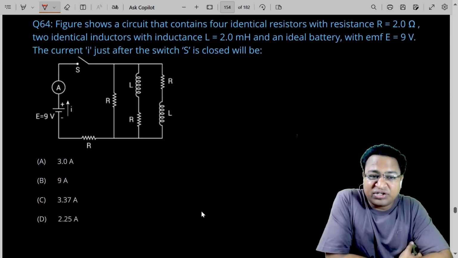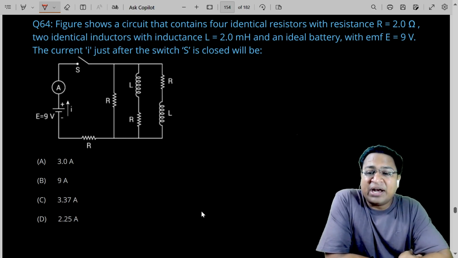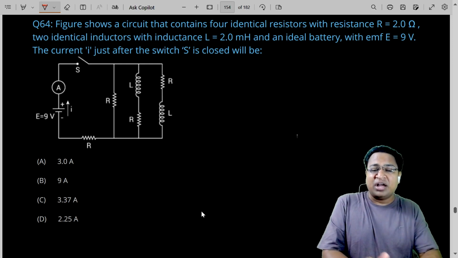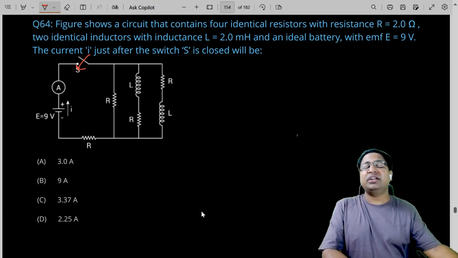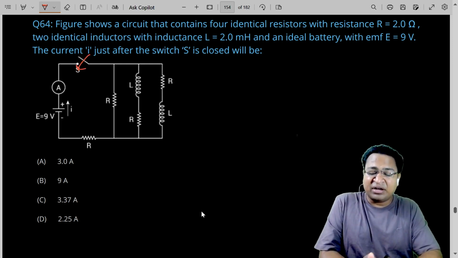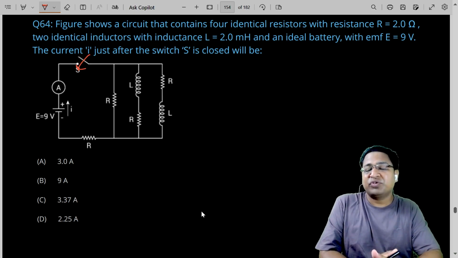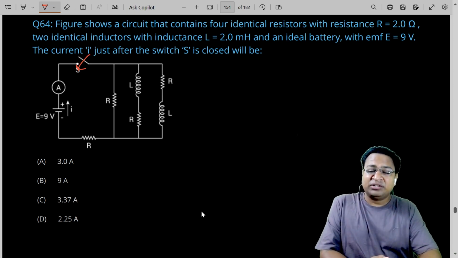This question says that the figure shows a circuit that contains four identical resistors with resistance 2 ohm and two identical inductors with inductance 2 millihenry, and an ideal battery with EMF 9 volt. The current just after closing the switch. So, guys, the concept here is that right after closing the switch, any inductor will behave as it was behaving just before closing the switch. In other words, the inductors.